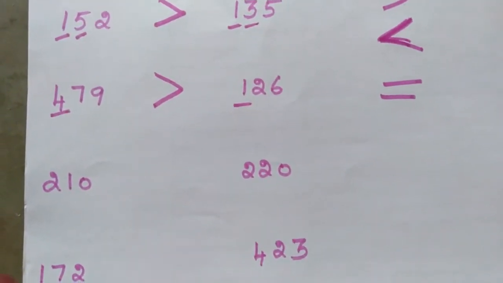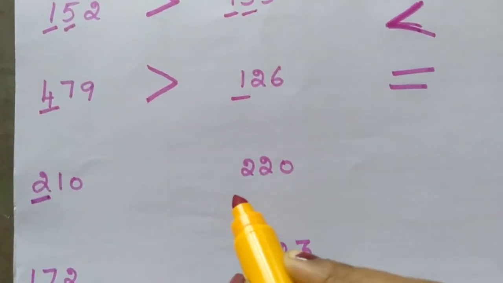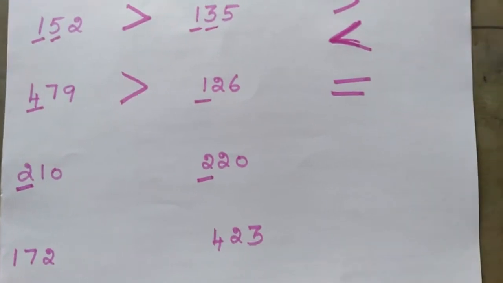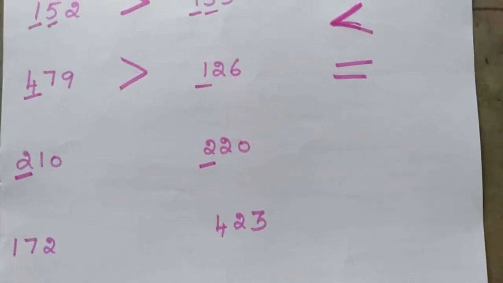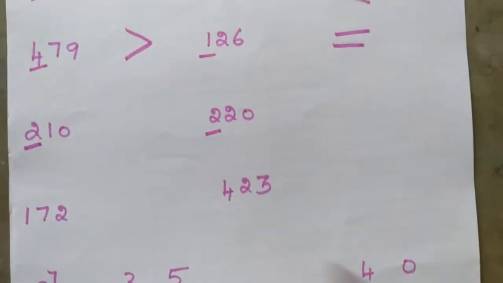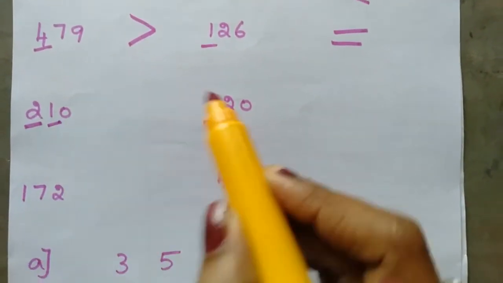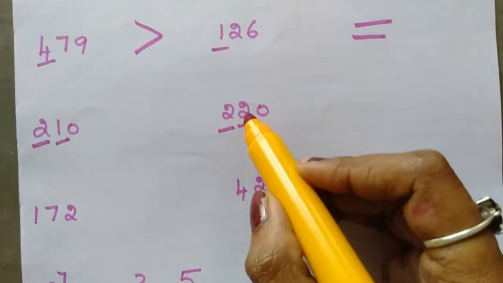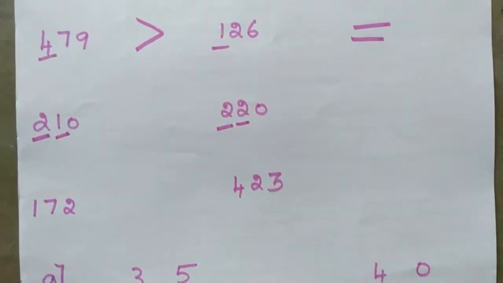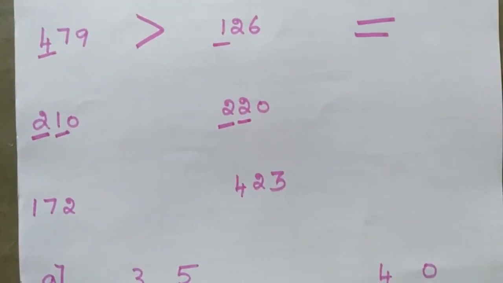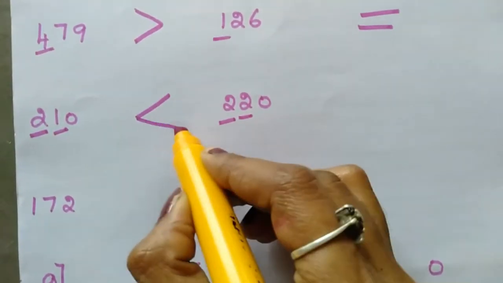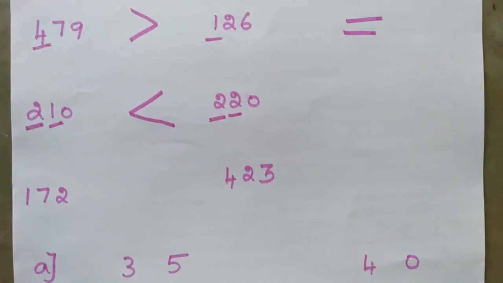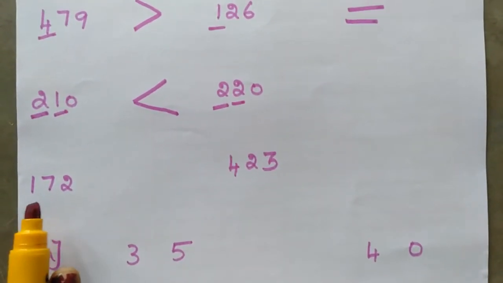So, again you have to check. This is a hundreds place, this is a hundreds place. So, both the numbers are same. Am I correct? So, what you have to do? You have to check the next one. Here 1, here 2. So, 1 is the smallest number, 2 is the biggest number. So, which side will the opening mouth come? Bigger number. So, on the biggest side you have to open. Understood? Okay? The next one.